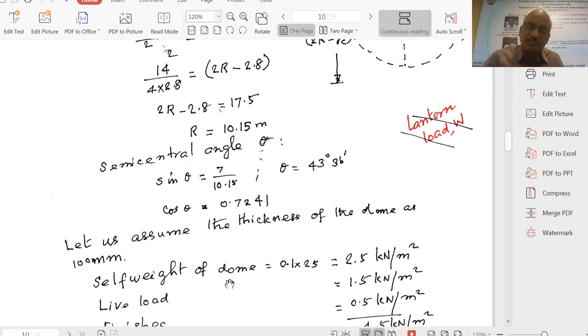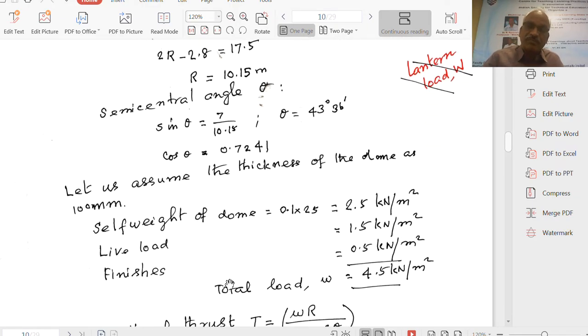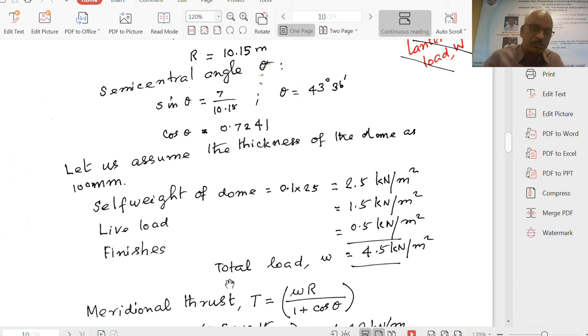Now let us assume the thickness of the dome as 100 mm. So self weight of the dome: 0.1 into 25. That means 1 meter by 1 meter, because we are considering the force per square meter. Therefore 1 meter by 1 meter into 0.1 into 25 is equal to 2.5 kilonewton per square meter.